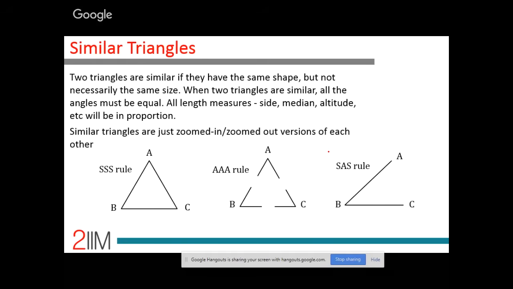Similarity, 3 ways of establishing similarity: SSS, SAS, AAA. Again, SAS is side angle side. 2 sides are in proportion. Angle in between is equal. SSS, 3 sides are in the same ratio. AAA, all 3 angles are equal. Doesn't even have to be AAA, just AA. If 2 angles are equal between 2 triangles, third angles will be equal.